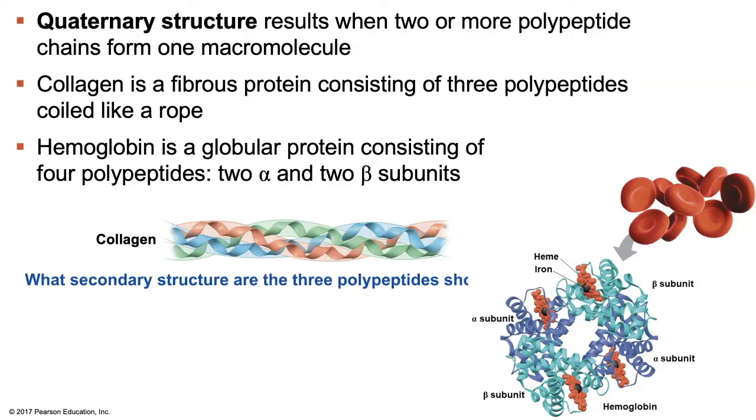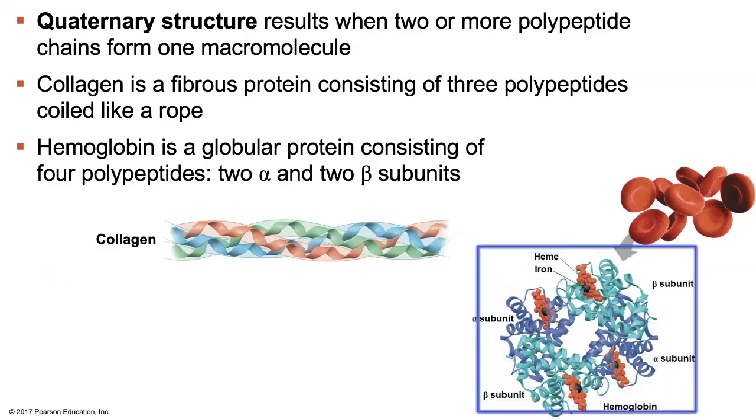So what secondary structure are these 3 polypeptides individually? So remember, we have 2 different types of secondary structures. There are either alpha helix or beta pleated sheets. All 3 of these are in the alpha helix secondary structure.